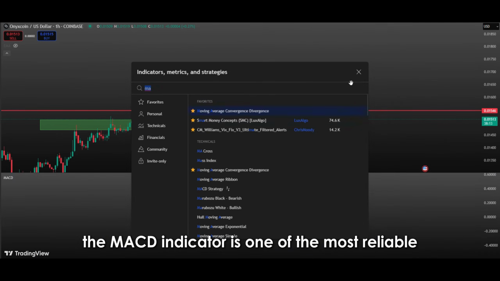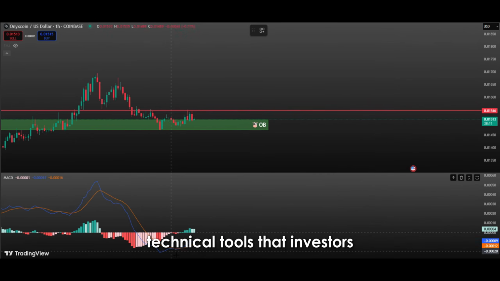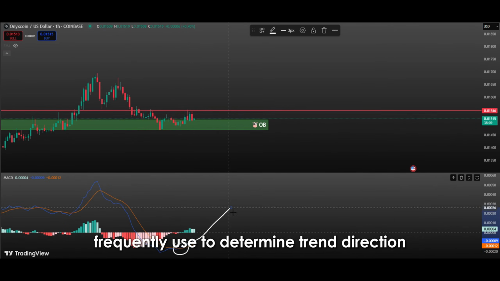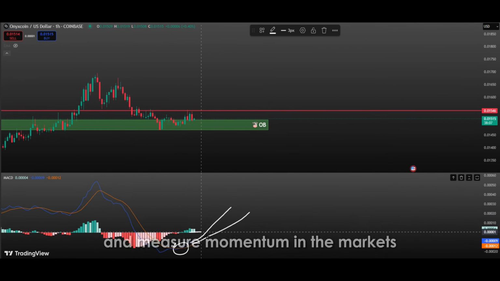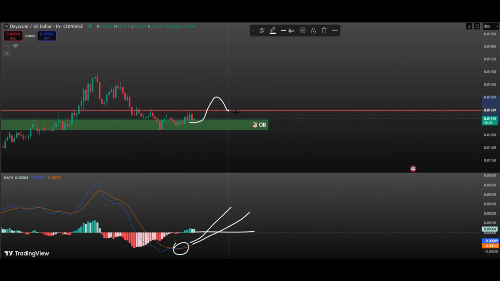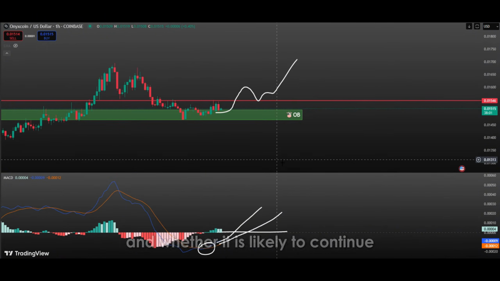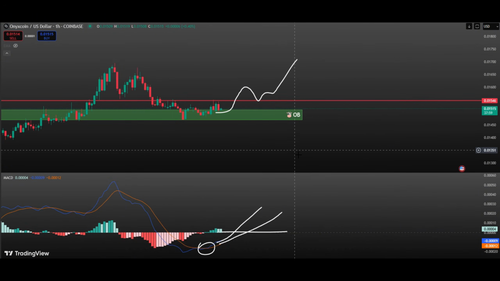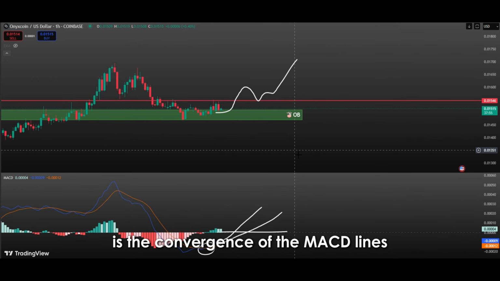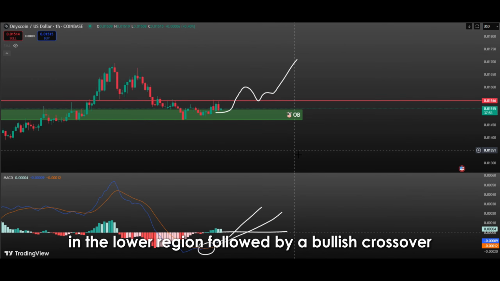The MACD indicator is one of the most reliable technical tools that investors frequently use to determine trend direction and measure momentum in the markets. This indicator is especially important for assessing the strength of a trend and whether it is likely to continue. One of the most notable elements on the current chart is the convergence of the MACD lines in the lower region, followed by a bullish crossover.